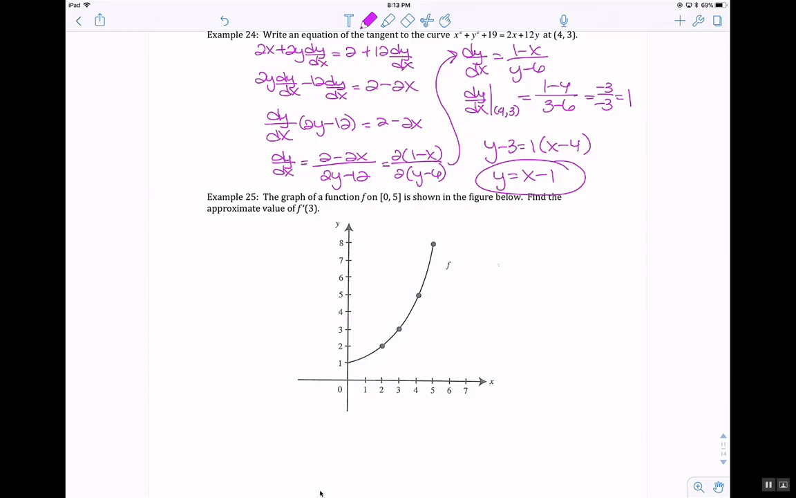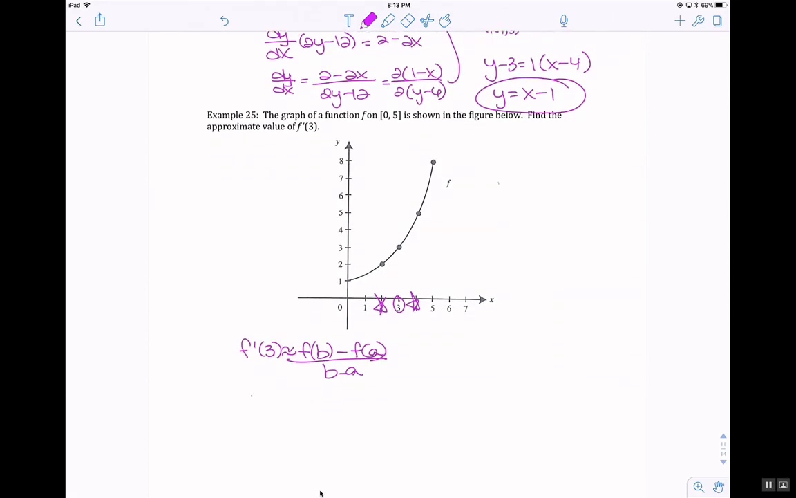Okay, 25. Graph of the original function below. Find the approximate value of f prime of 3. So we can use the mean value theorem. F prime of 3 is approximately equal to f of b minus f of a over b minus a. So I look where 3 is. Here's where 3 is. So I'm going to go from 2 to 4.